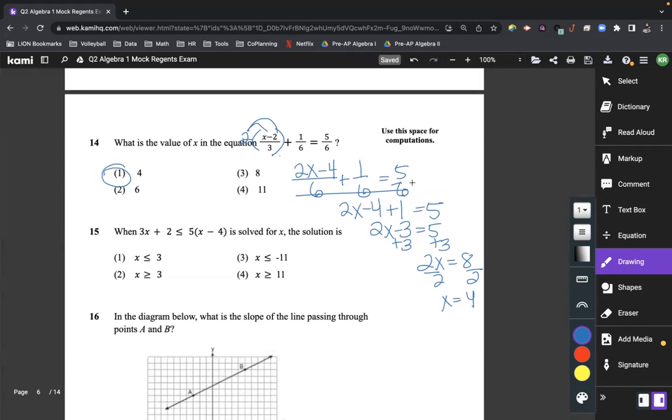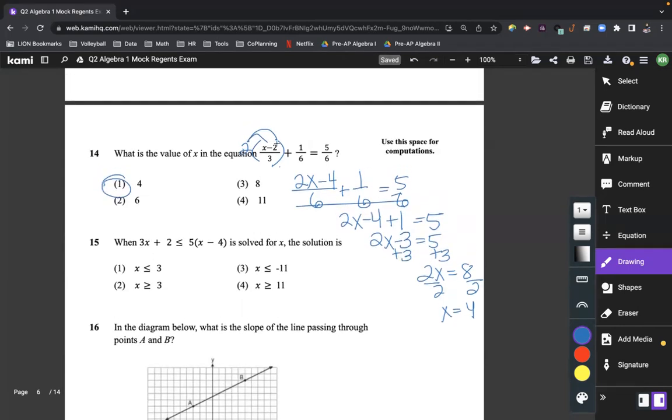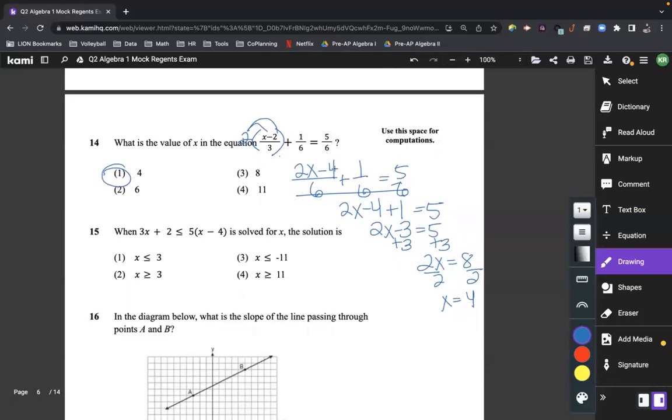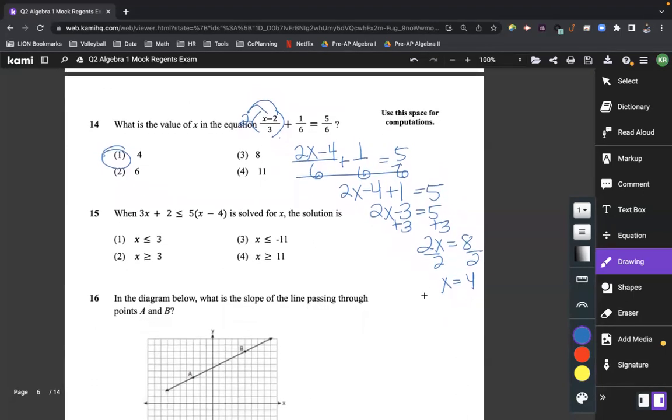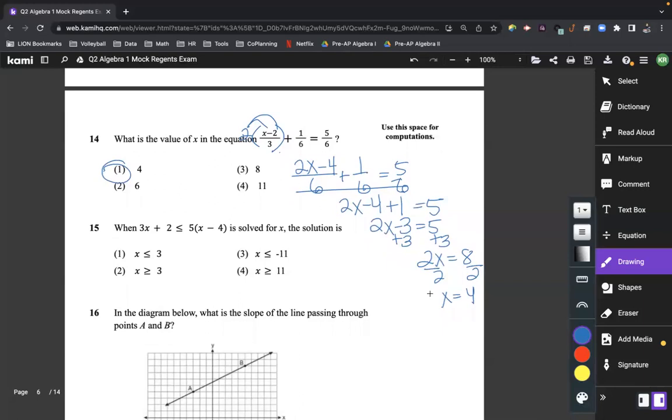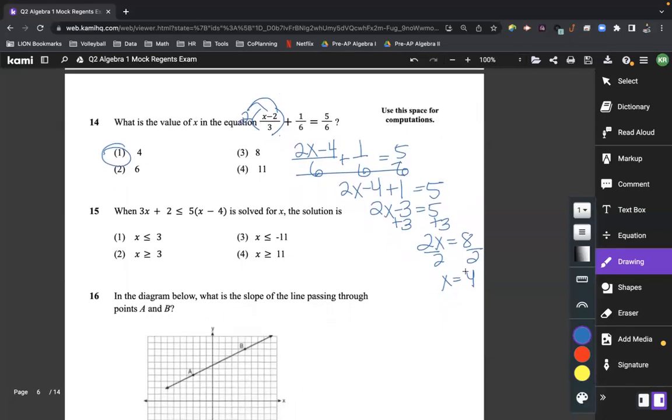Did I do something wrong? Let me see. 2x and 2x is -4, 6. Boom. So -4 plus 1, -3, add 3, 8, 8. Yeah, should have got 4. My answer key. Oh, yeah. Sorry, I looked at the wrong thing. Only 33% of you guys got that right. That's a third of you guys. So we have to talk about that.